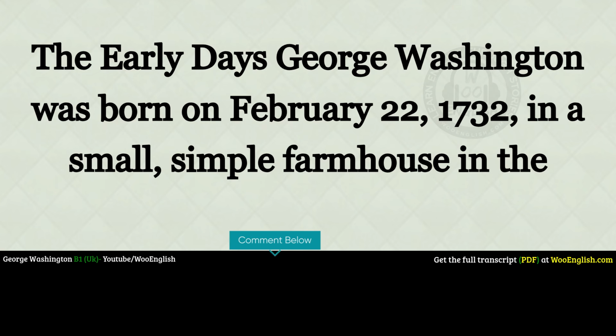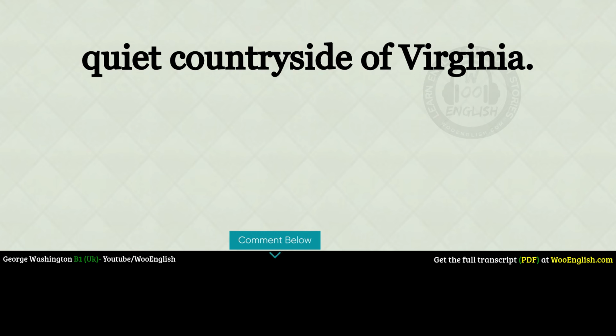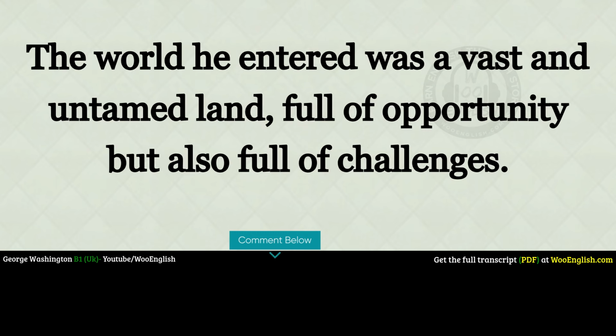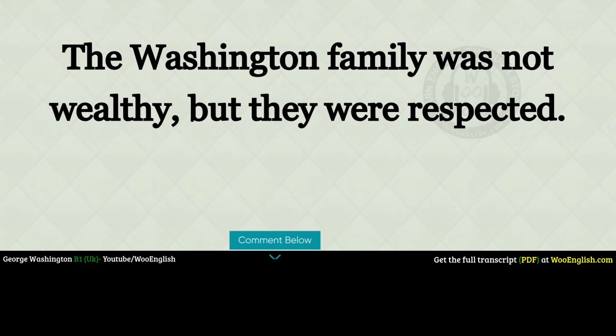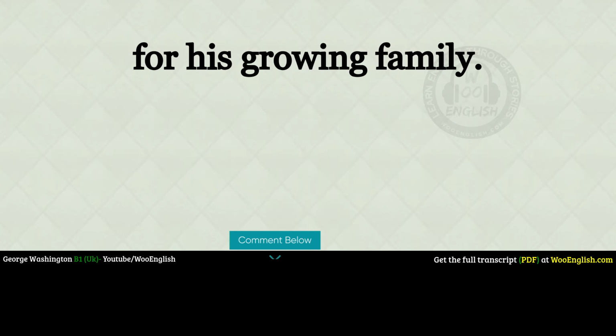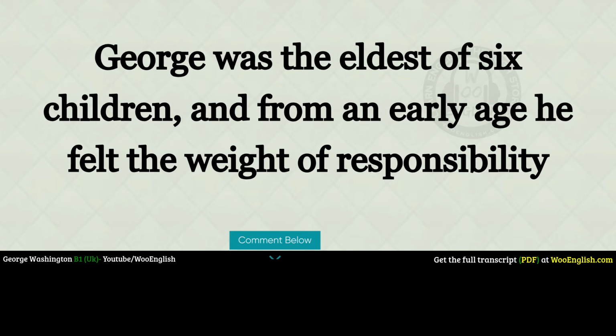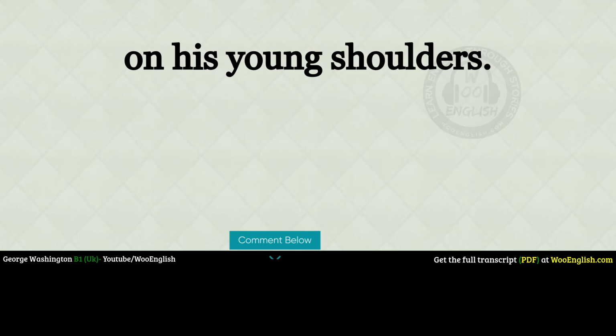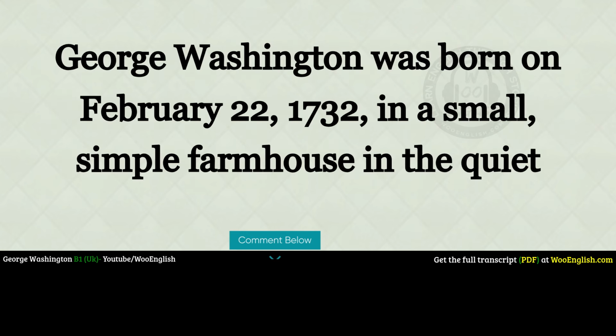George Washington was born on February 22, 1732, in a small, simple farmhouse in the quiet countryside of Virginia. The world he entered was a vast and untamed land, full of opportunity, but also full of challenges. The Washington family was not wealthy, but they were respected. George's father, Augustine Washington, was a hard-working man who owned land and worked to provide for his growing family. George was the eldest of 6 children, and from an early age he felt the weight of responsibility on his young shoulders.